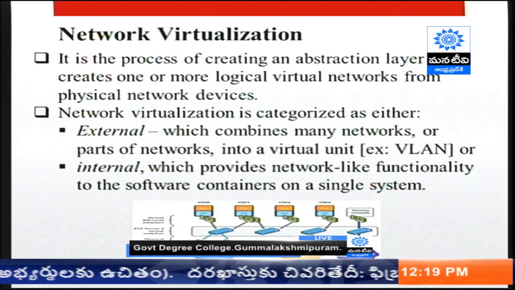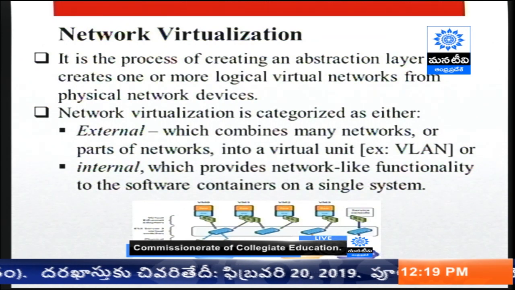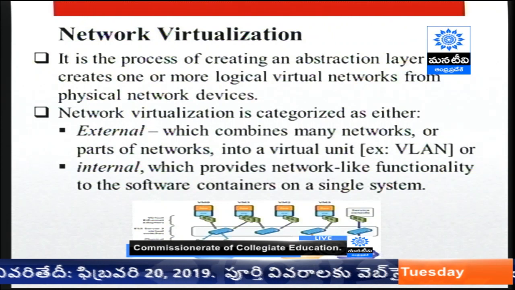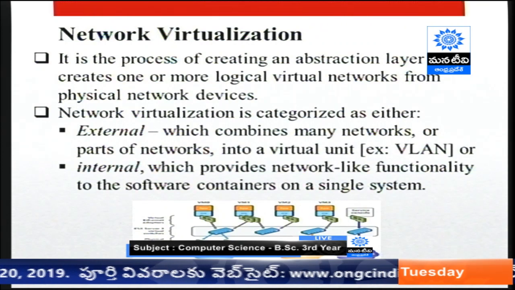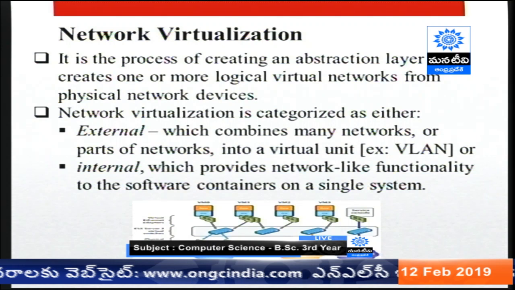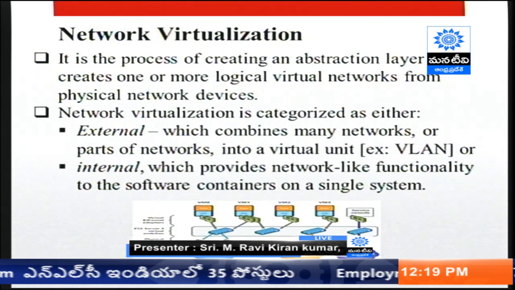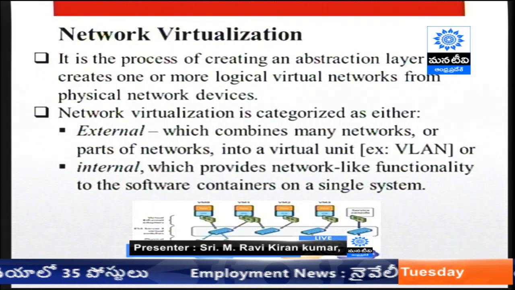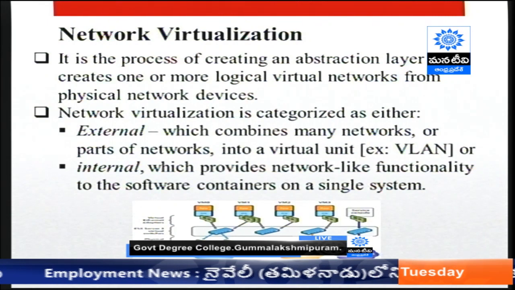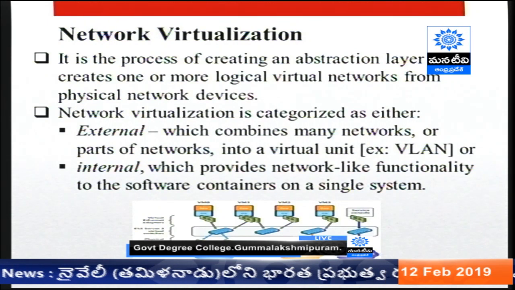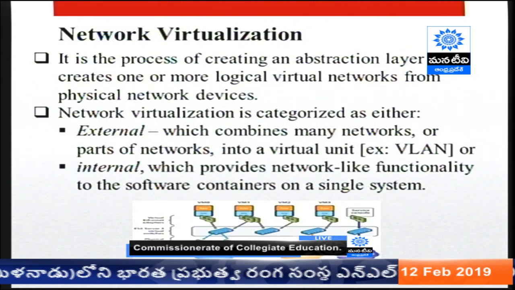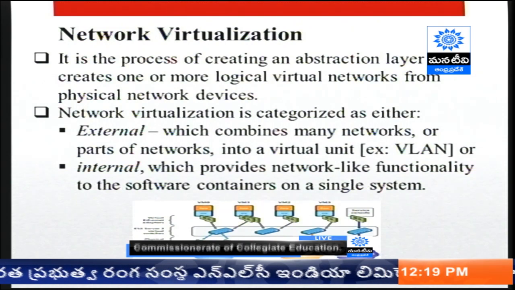So it is the process of creating, again, a software layer, abstraction layer that creates 1 or more virtual networks on top of your physical infrastructure. So this is again categorized into 2 parts: external, which is combining multiple networks into a virtual LAN. The other one is internal. So the one which we discussed earlier is internal network virtualization.